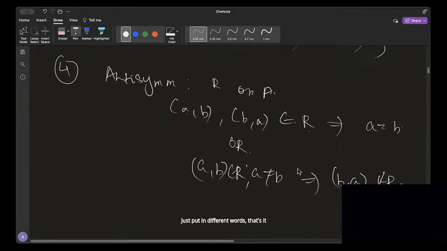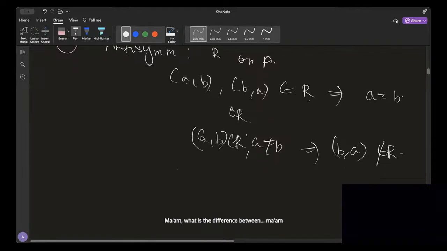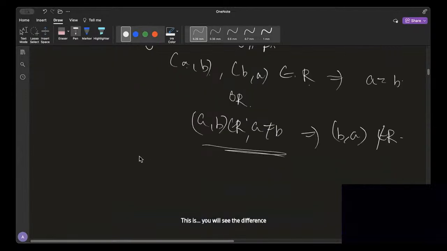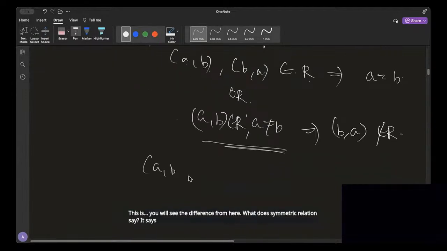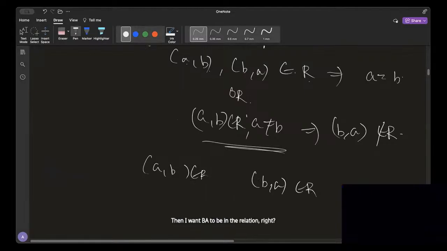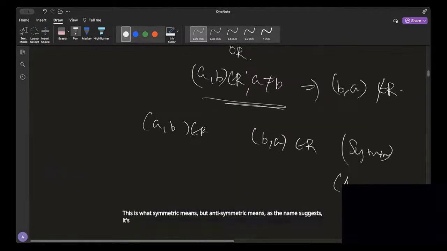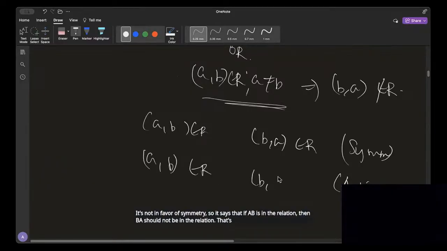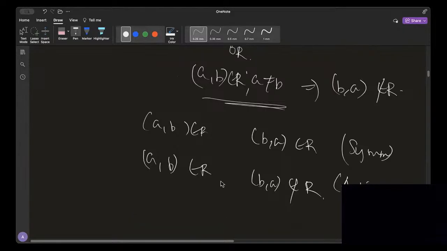Ma'am, what is the difference between anti-symmetric relation and symmetric relation? You see the difference from here. What does a symmetric relation say? It says if (a, b) is in the relation, then I want (b, a) to be in the relation. This is what symmetric means. But anti-symmetric means, as the name suggests, it's not in favor of symmetry. So it says that if (a, b) is in the relation, then (b, a) should not be in the relation.